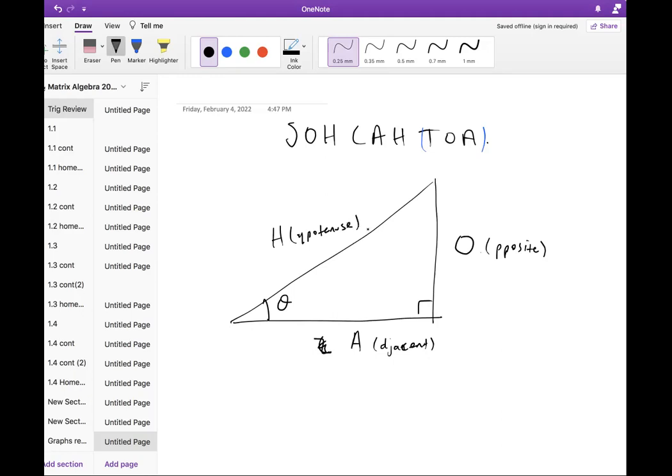So right now we have no idea what sine of theta is, because sine of theta is only defined for right triangles with hypotenuse 1. So what can we do to make this a triangle with hypotenuse 1? What we can do is make a similar triangle that has hypotenuse 1.